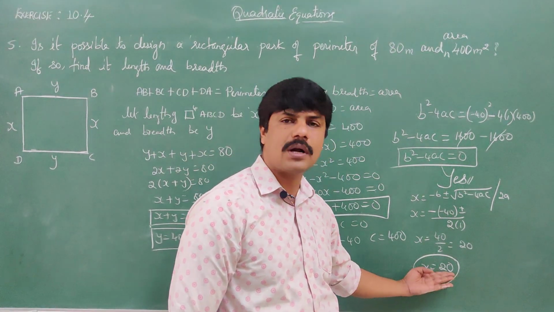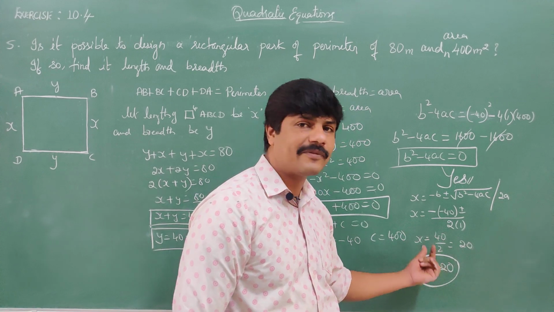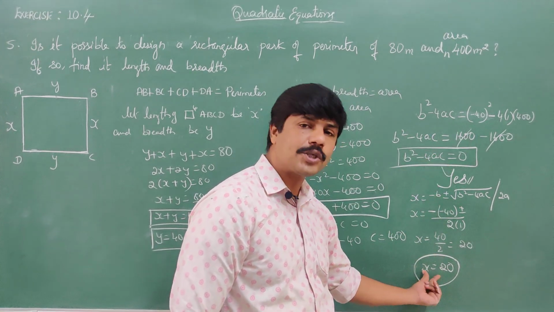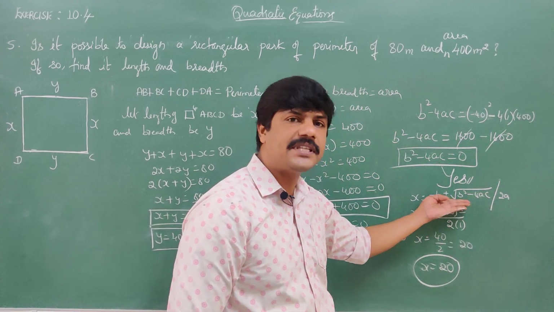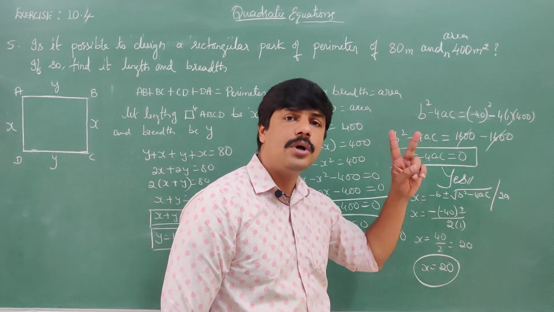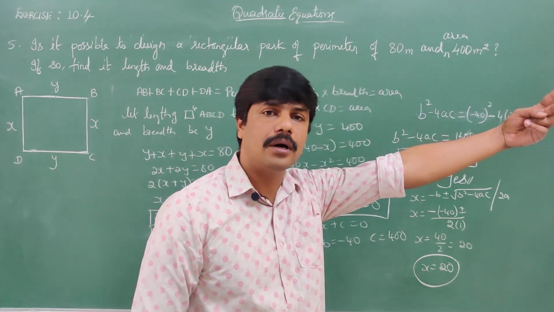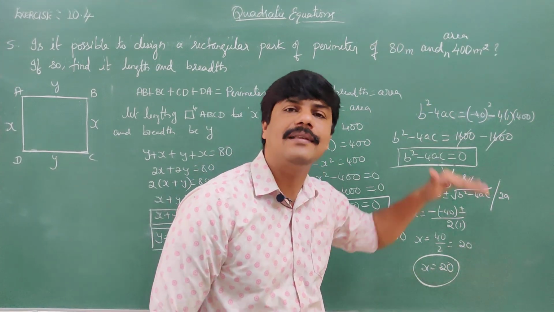20 is nothing but what? For the roots here, we have got only one number. One number means plus or minus is there. Once you take plus, you will get x equals 20. Once you take minus of this equation, then also you will get 20 itself. So B square minus 4AC is equal to 0. We have got two roots which are equal, and 20 is the real number.